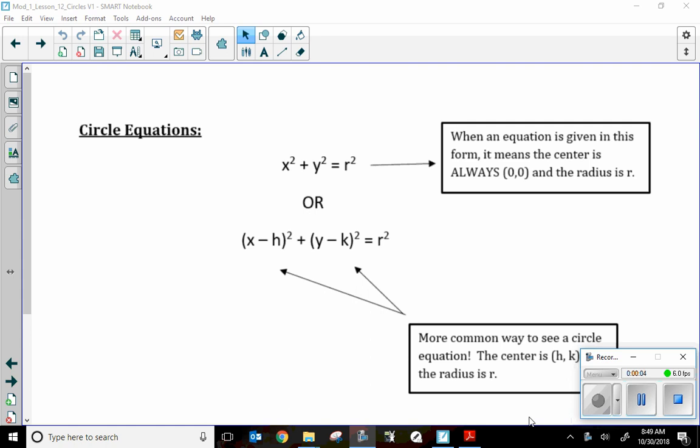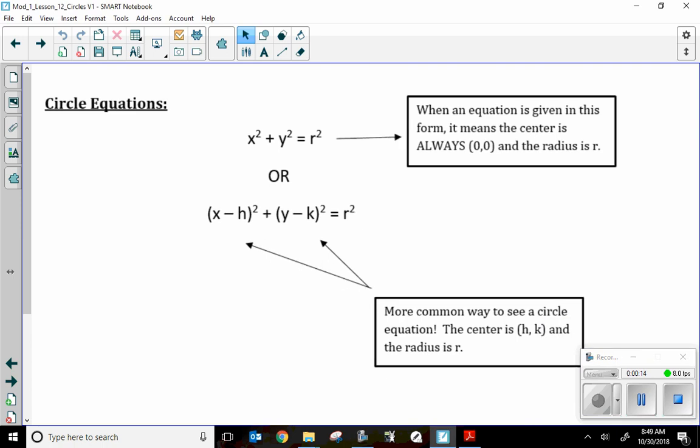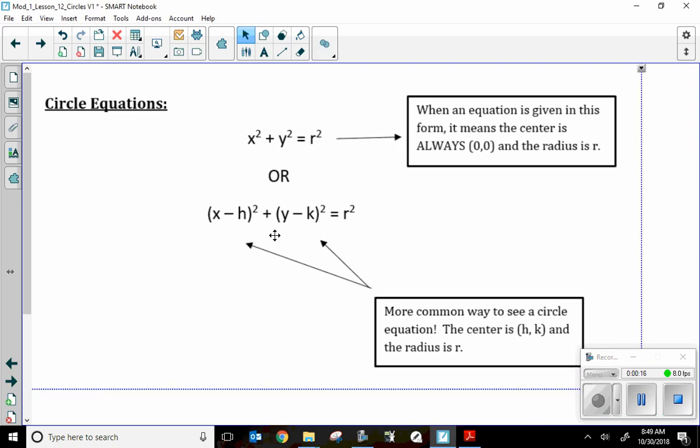Welcome to Unit 1, Lesson 12. We are going to be doing circles today. We're going to be going over circles. And I wanted to start out with the basic equation of a circle.